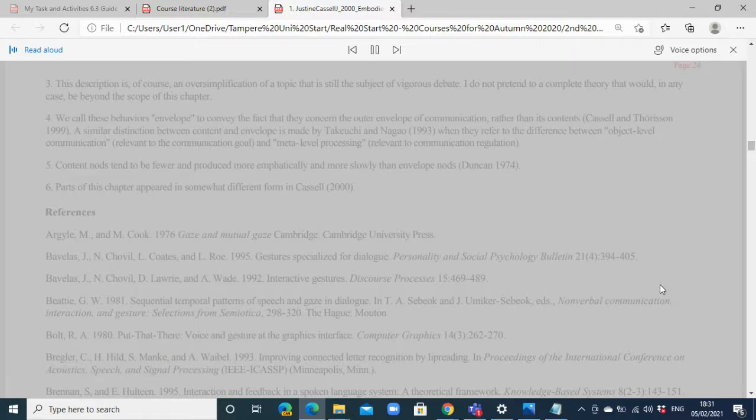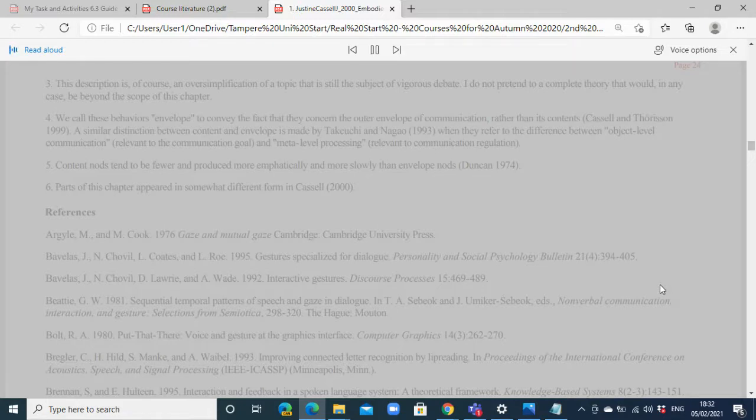New York, Academic Press. Dittmann, A. T. 1974. The Body-Movement Speech-Rhythm Relationship as a Cue to Speech Encoding. In S. Weitz, ed., Nonverbal Communication. New York, Oxford University Press. Duncan, S. 1974. Some Signals and Rules for Taking Speaking Turns in Conversations. In S. Weitz, ed., Nonverbal Communication. New York, Oxford University Press. Efron, D. 1941. Gesture and Environment. New York, King's Crown Press.